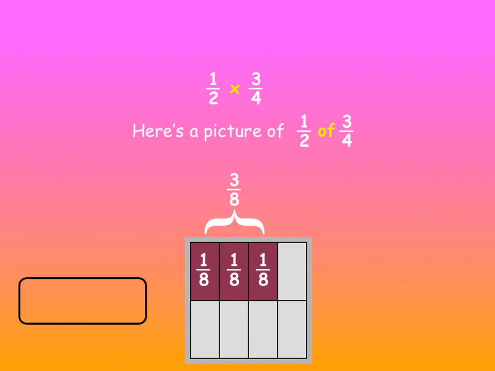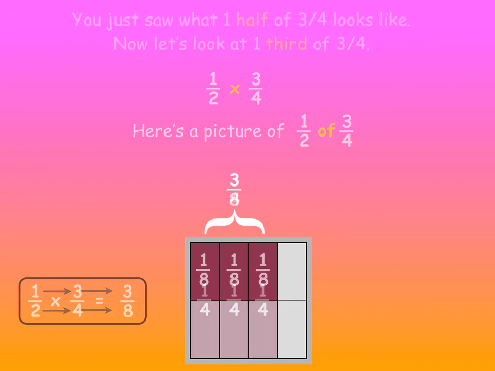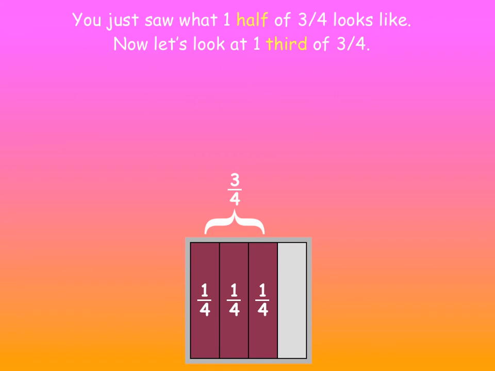Let's look at the math. 1/2 times 3/4, in other words, 1/2 of 3/4. We multiply the numerators on top. 1 times 3 is 3, and then multiply the denominators on the bottom. 2 times 4 is 8, 3/8, just as the picture shows. You just saw what 1/2 of 3/4 looks like.